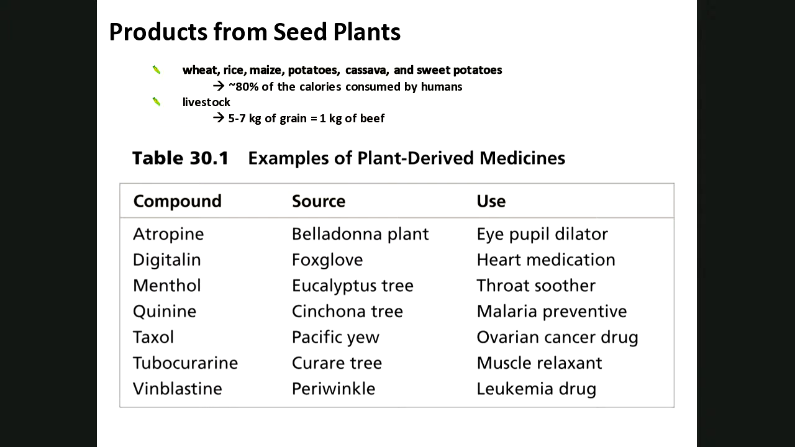So when the cows don't have anything to eat, guess what the farmers do? They cut down more land. All right, that's my soapbox kind of thing. We also get some good medicines. Actually, no, I'm not done with that. I got another whole thing to talk about.